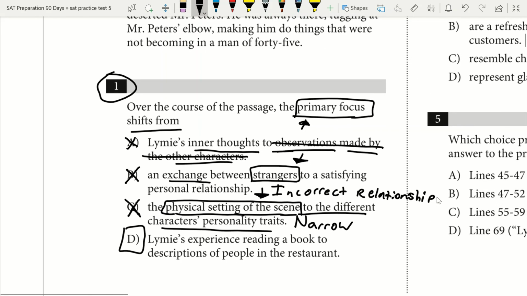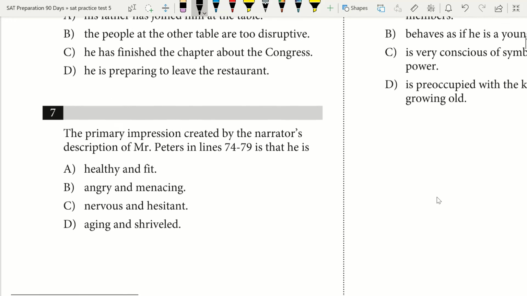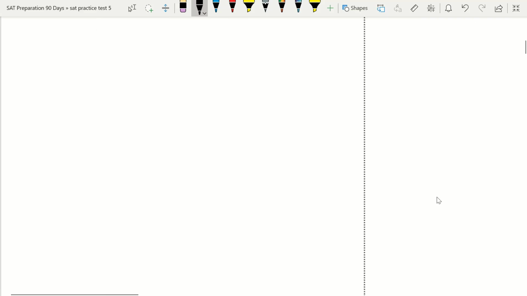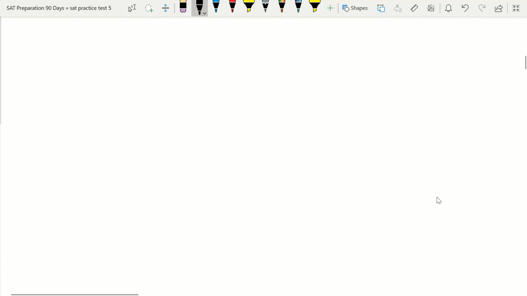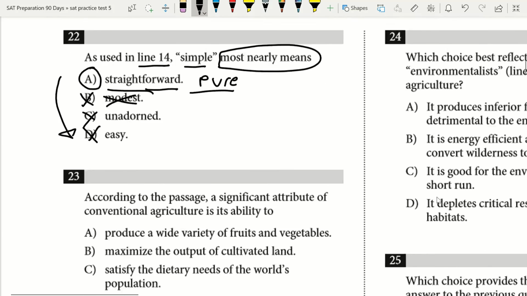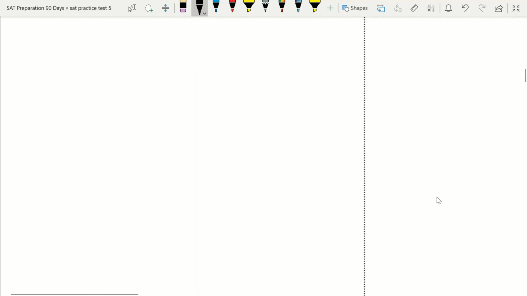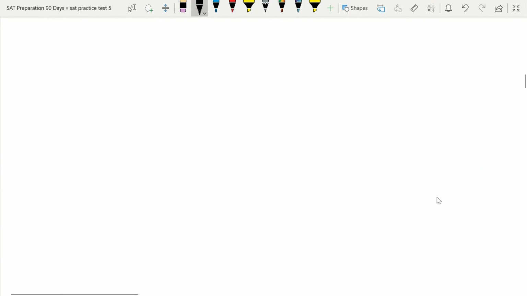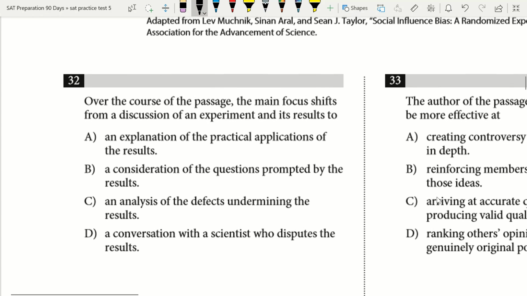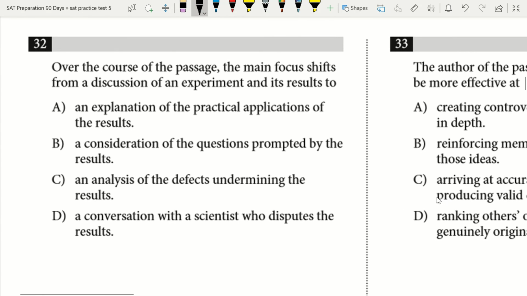Now, another example of a question where you're asked to talk about shifting focus throughout the passage, that has a different setup as far as the answer choices, is question 32. So I'm going to go ahead and show you that one real quick as well. Question 32 is different in that its wrong answer choices don't necessarily display the same characteristics that were in that question 1. So if we look at question 32, it talks about over the course of the passage, the main focus shifts from a discussion of an experiment and its results to what?